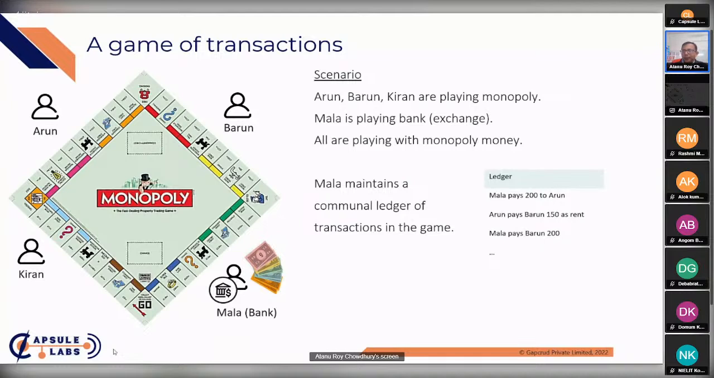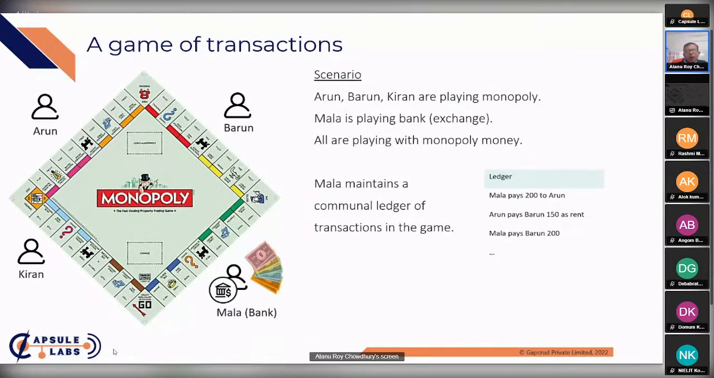So Mala, being the communal bank over here, is responsible for maintaining the account. So she kind of has a ledger where she writes every transaction that is being made, right? So in the first turn, it could be that Mala pays 200 to Arun. In the second turn, Arun lands on one of Borun's spots and pays 150 as rent, right? In the third transaction, Mala pays Borun 200, right, for whatever reason, and so on. That's what a ledger is. It's a record of transactions, right?